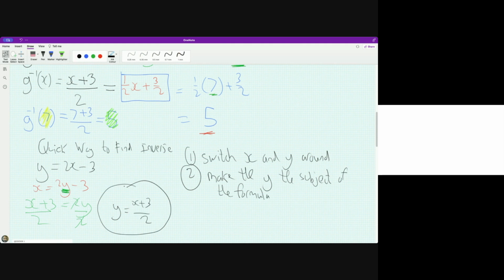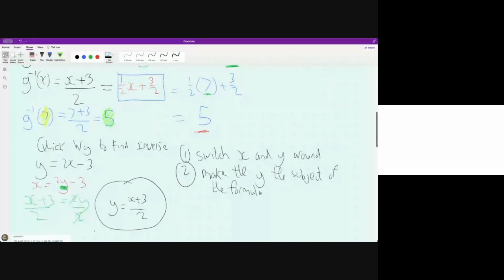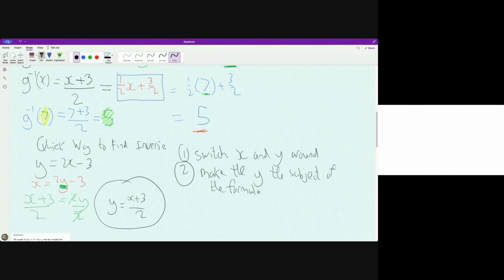Now, where have I seen that before? Well, I think it's staring me right in the face over here. That is the inverse of the original function. And what's more, if it's in this format, I could also just rewrite it as a half x plus 3 over 2. And so actually, to find the inverse, you only need to do these 2 steps.